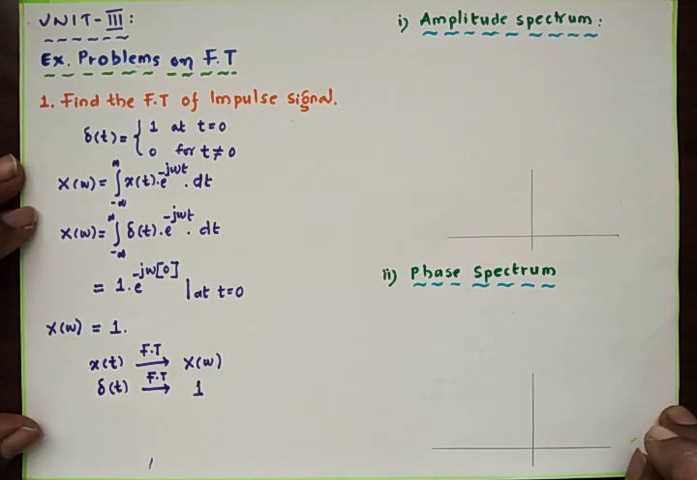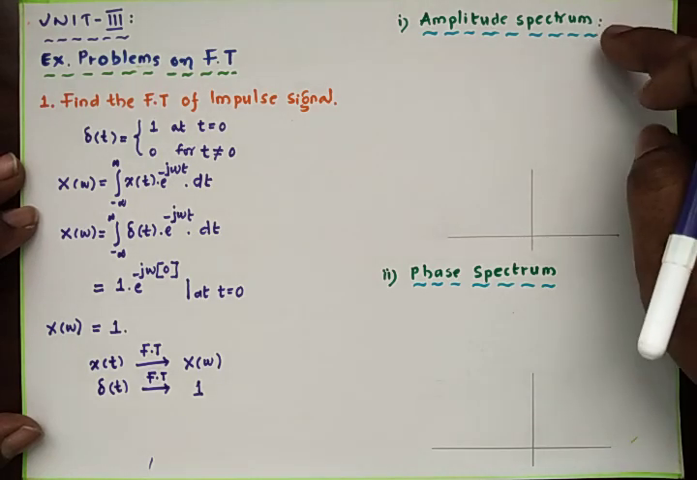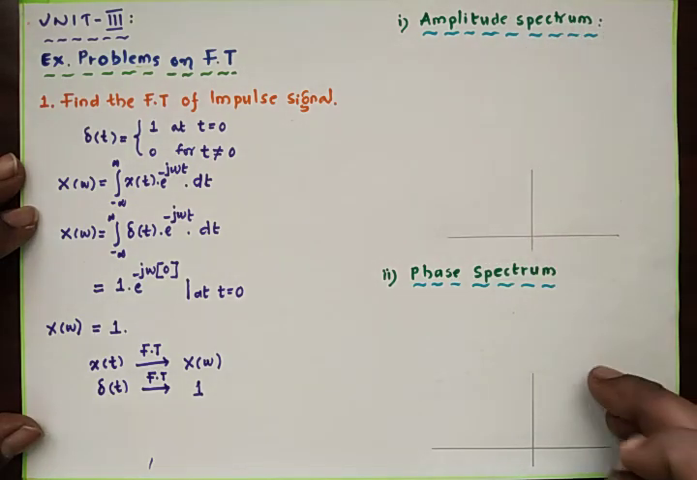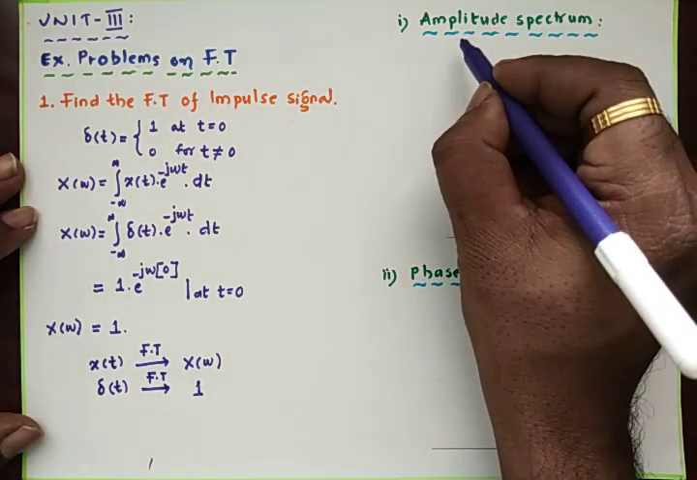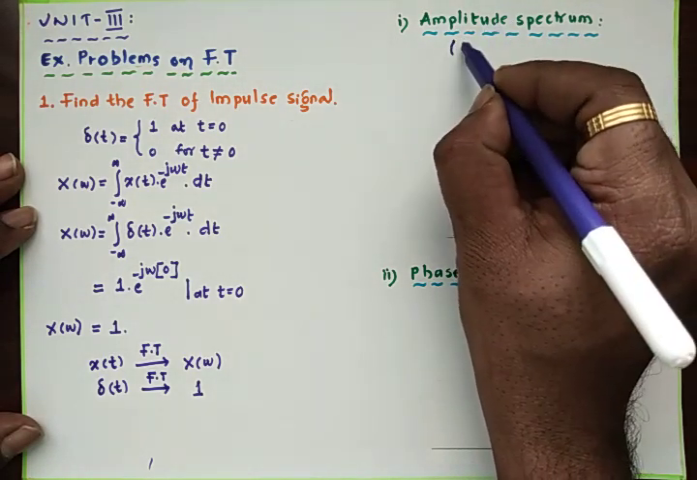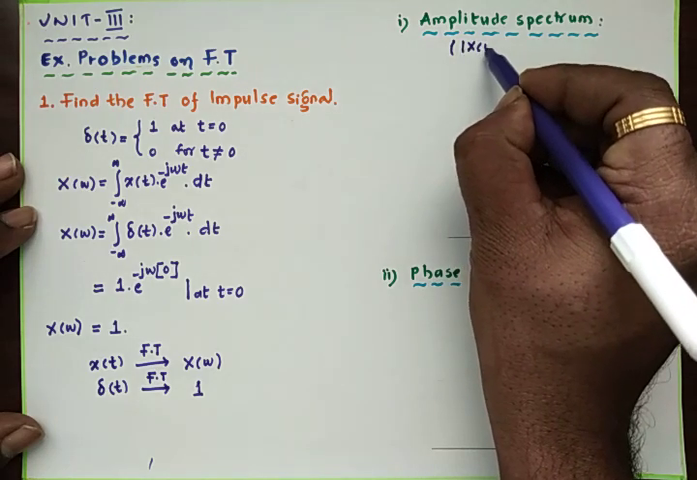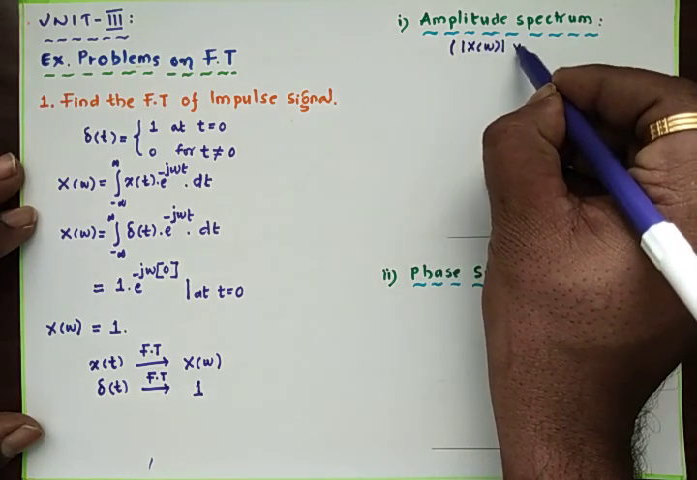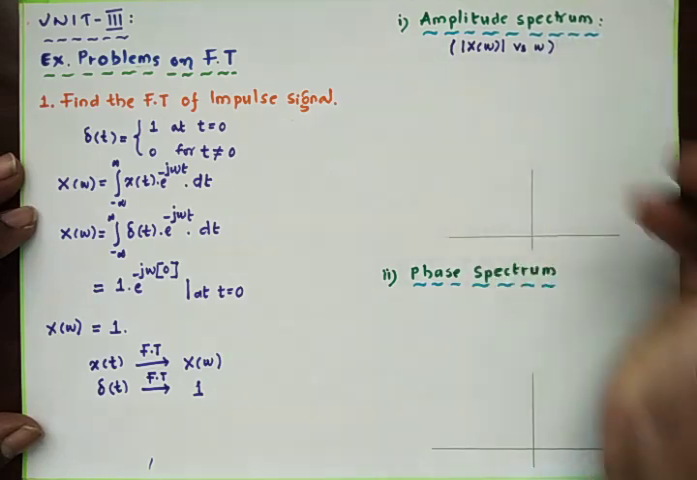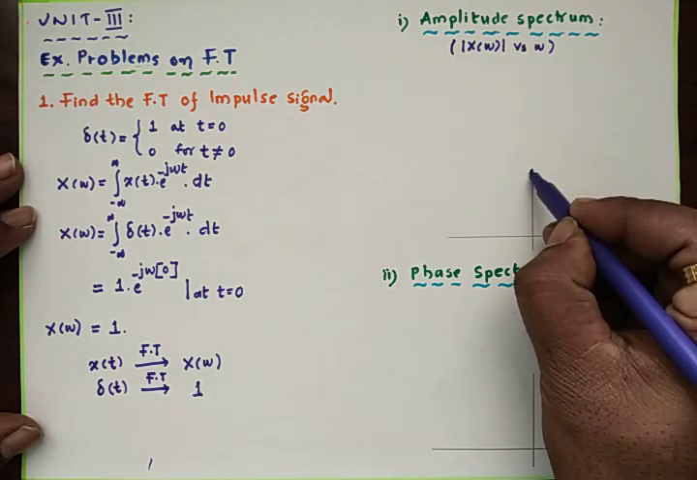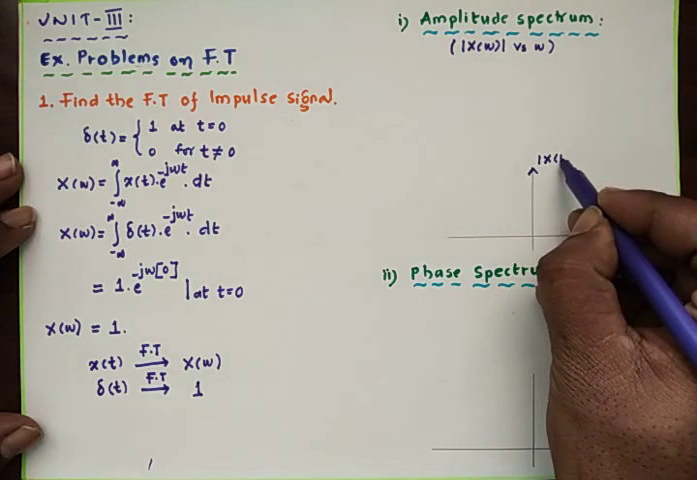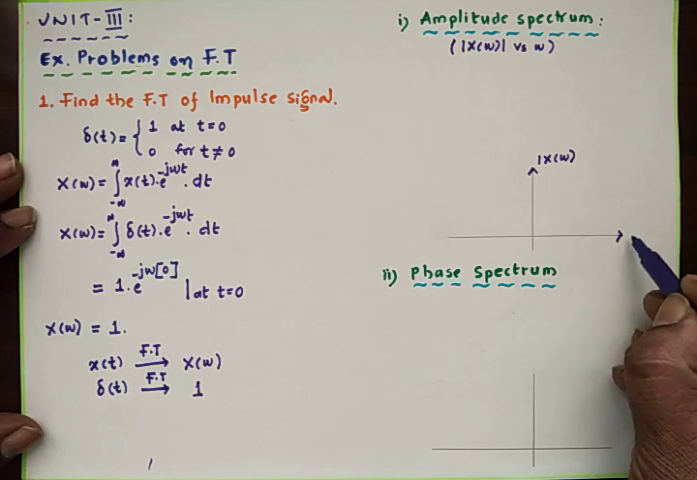Now this is obtaining the Fourier transform of the impulse signal. But in a complete Fourier transform, we have to plot two spectrums. One is the magnitude spectrum, also called the amplitude spectrum. Another one is the phase spectrum. Now the amplitude spectrum is nothing but the plot between the magnitude of X of omega versus omega.